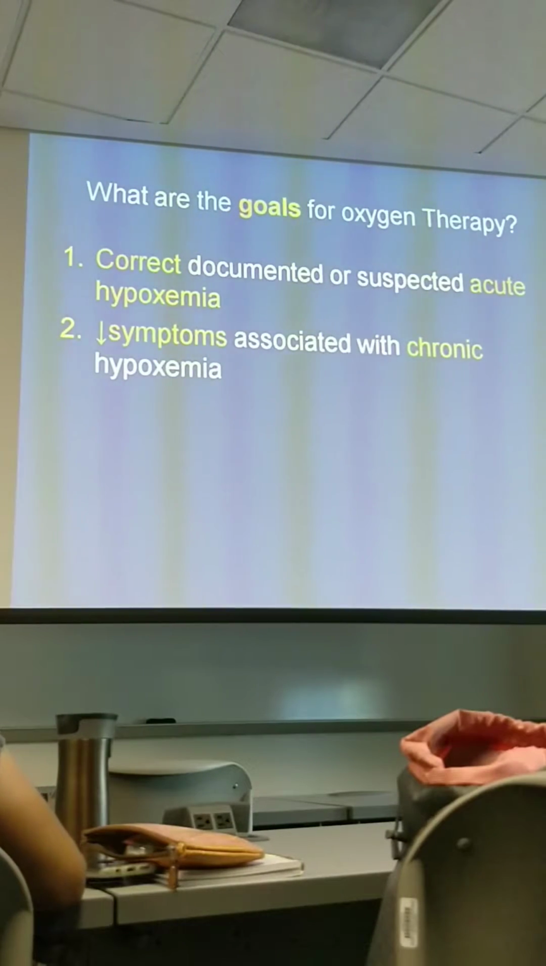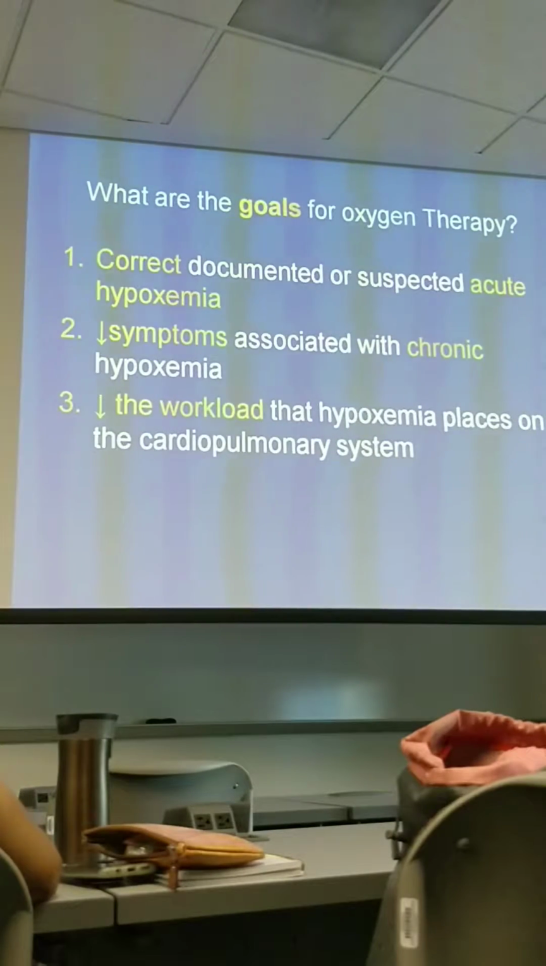The other thing you want to do, and this adds to the acute MI or severe trauma, is decrease the workload that hypoxemia puts on the cardiopulmonary system. When you're hypoxemic, you're going to be short of breath. Your heart's going to work harder in order to try and get oxygen to the tissues. Does that make sense? So the indications are different than the goals. 5 indications, 3 major goals.